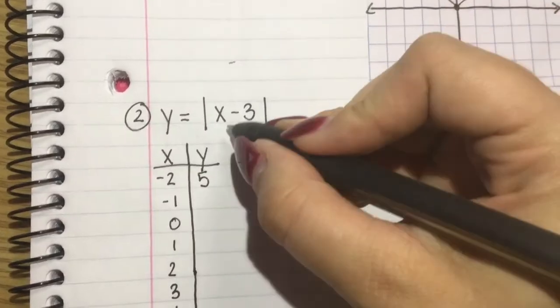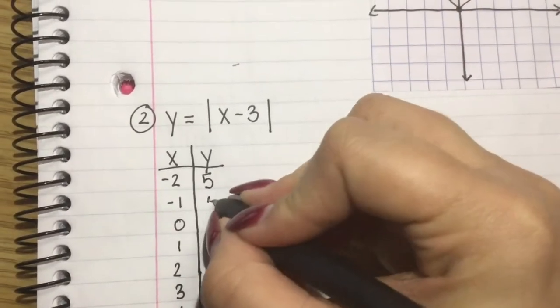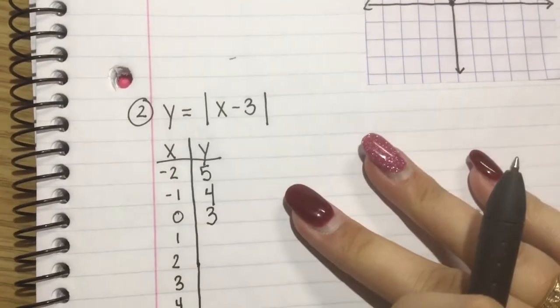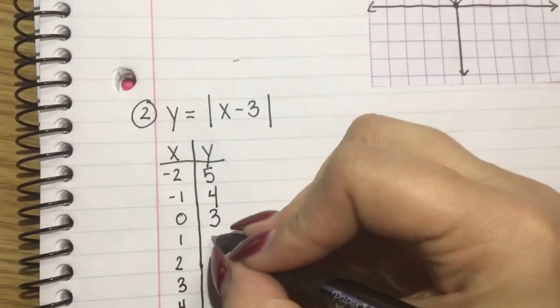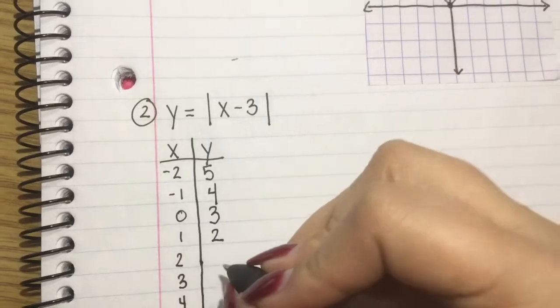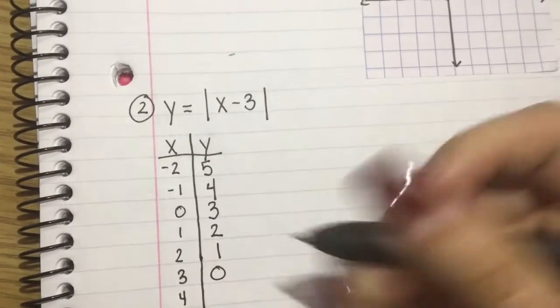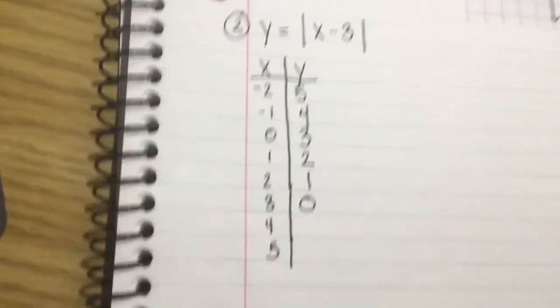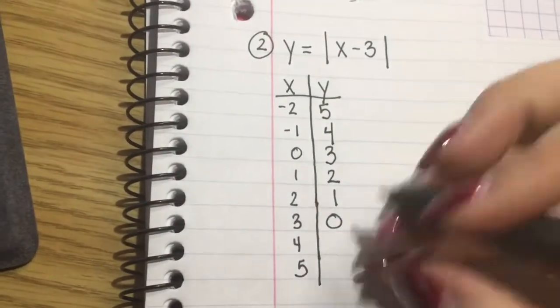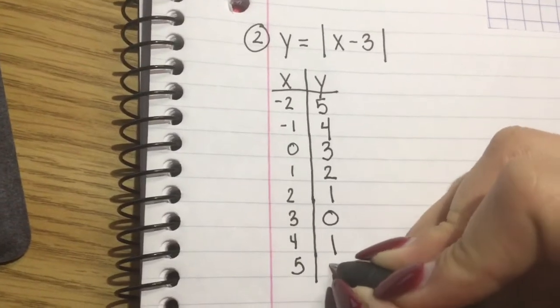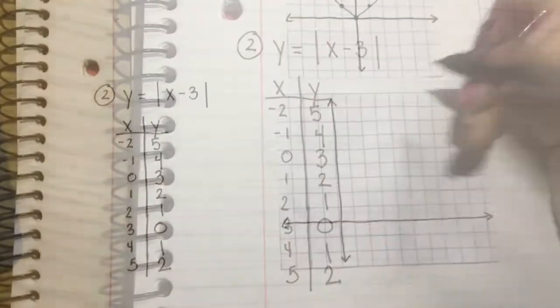So as I plug these x values in, I'll notice different y values. -2 minus 3 is -5. The absolute value of that is +5. -1 minus 3 is -4. The absolute value would be +4. And that will go on until we get to 3. 3 minus 3 gives us 0. 4 minus 3 gives us 1. And 5 minus 3 gives us 2.